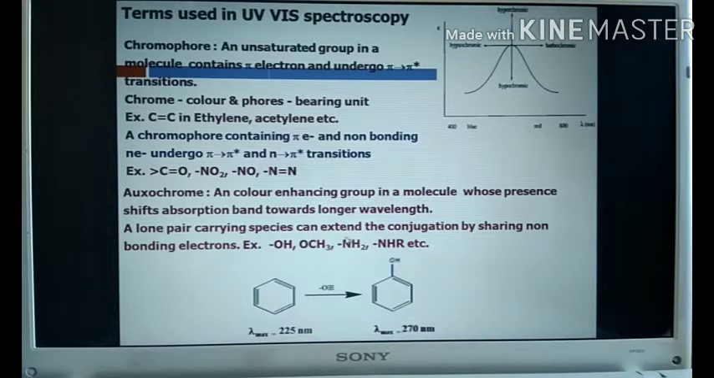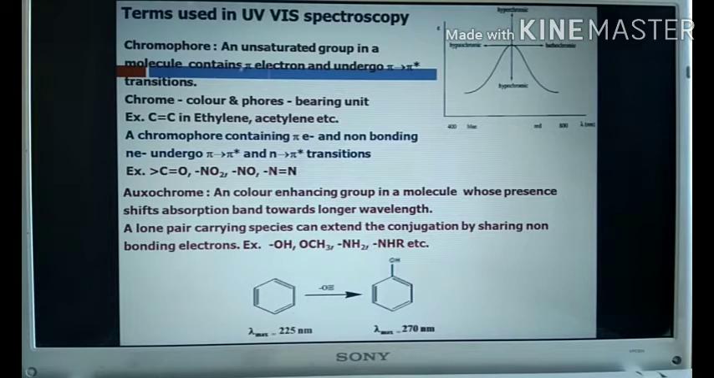Methoxy group, these are acidic groups. NH2 group, basic group, amine group, isn't it? Secondary amine group, it is also a basic group, isn't it? So an acidic group or basic group or lone pair carrying species which enhances the shift of absorption towards a longer wavelength is called oxychrome. Oxychrome means the lone pair carrying species or acidic species or basic species.